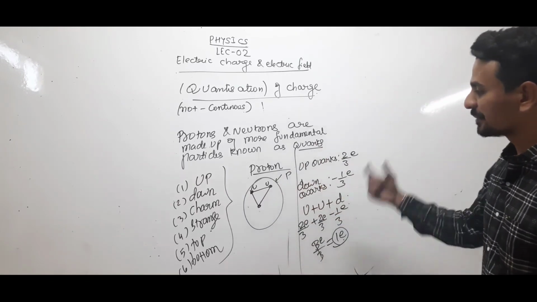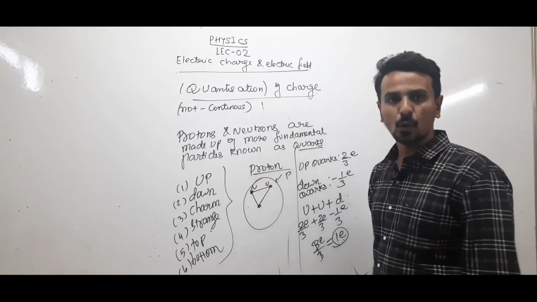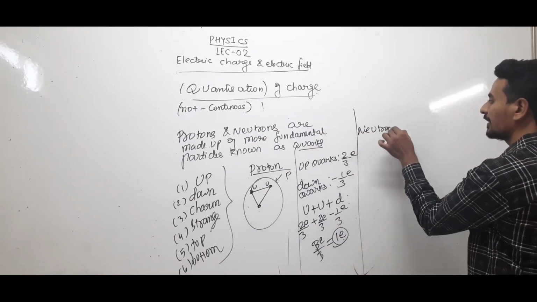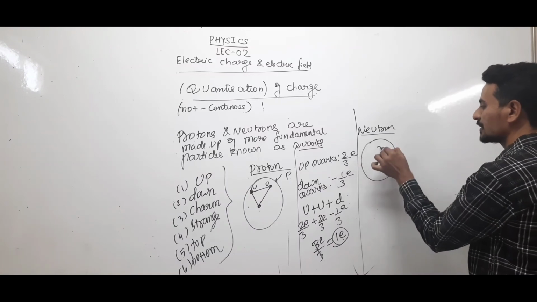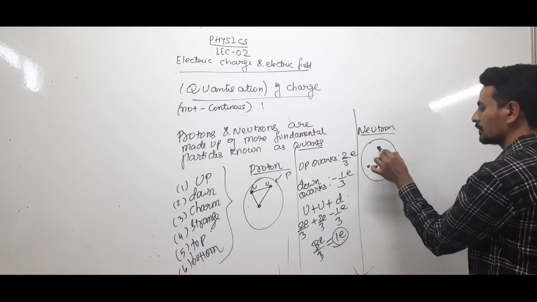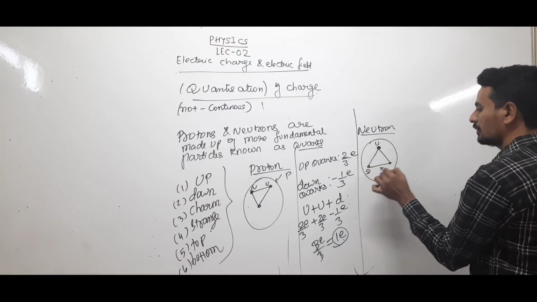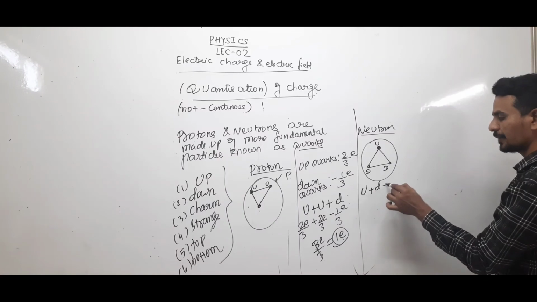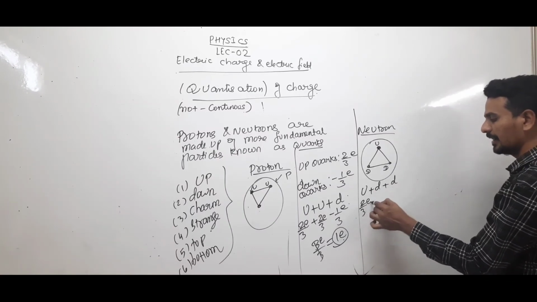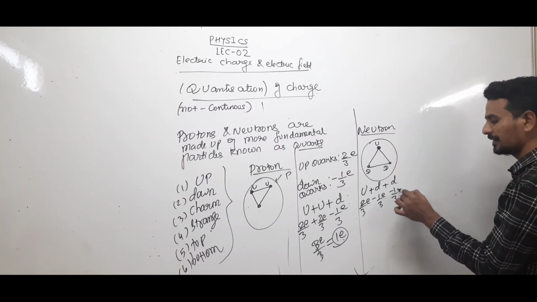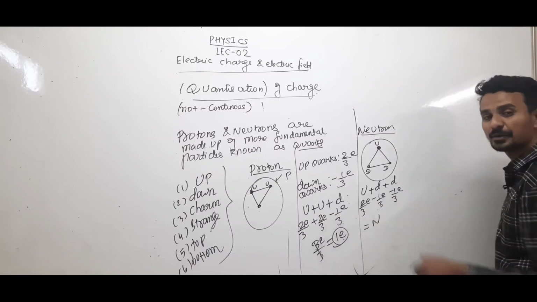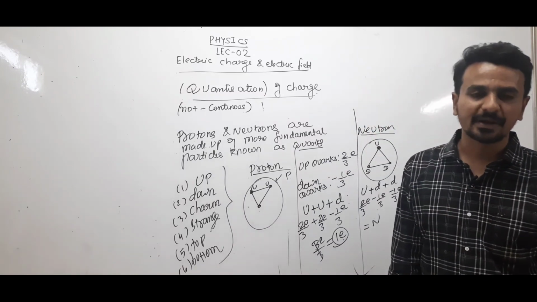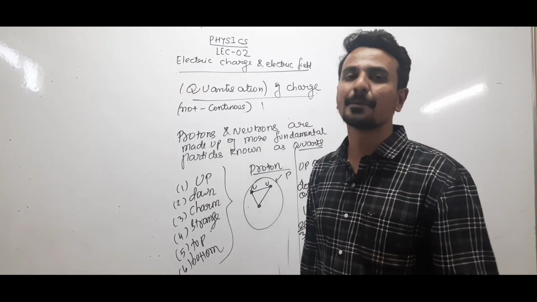So proton is made up of more fundamental particles known as quarks. Even neutron is made up of 1 up and 2 down quarks: up, down, down. Add this: 2 by 3 e minus 1 by 3 e minus 1 by 3 e is 0. That is why neutron is neutral. Electrons are not made up of quarks, they are fundamental particles known as leptons.